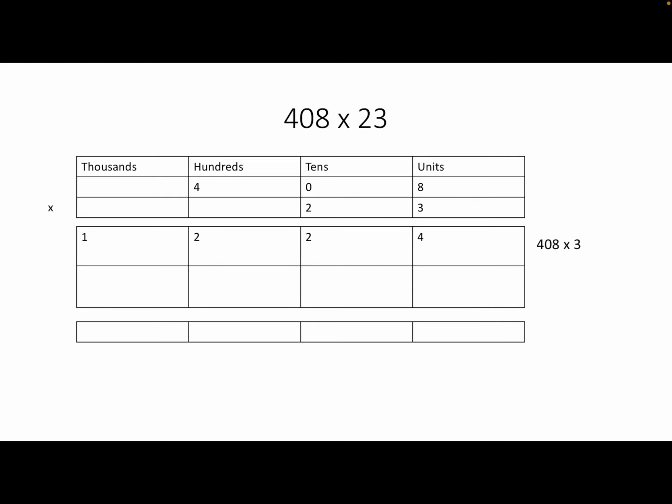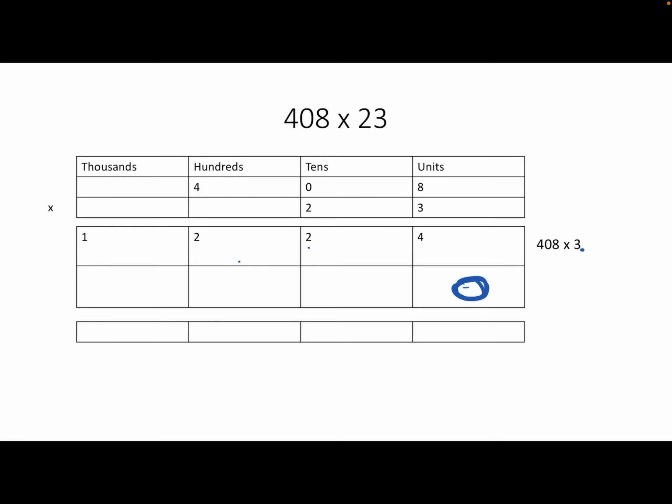So here, we have our 3 times 408. We put that in there. We do our 3 times 8. 3 times 8 is 24. Put the 4 there, carry the 2. And then we got our 3 times nothing is nothing. Add the 2. So that's why the 2 is in there. 3 times 4 is 12, of course.